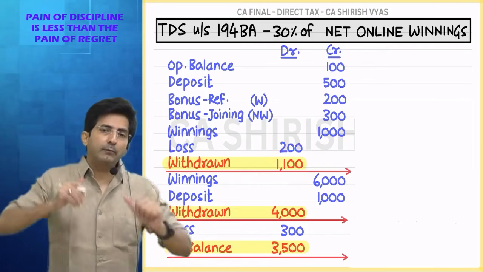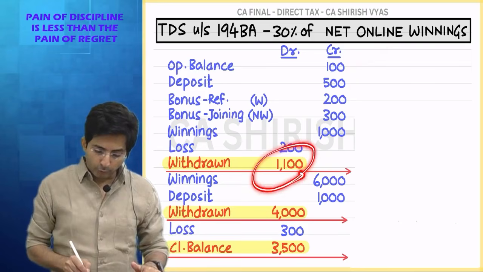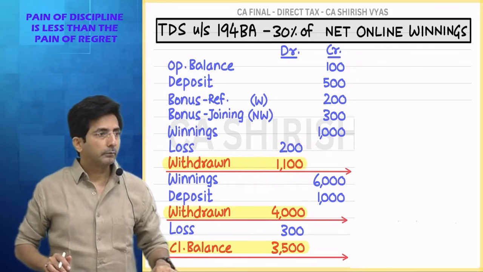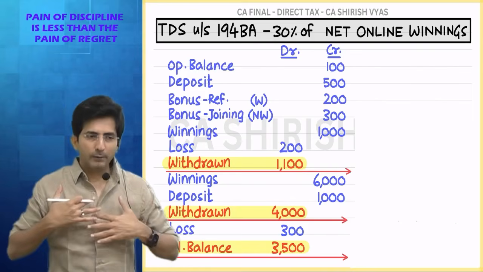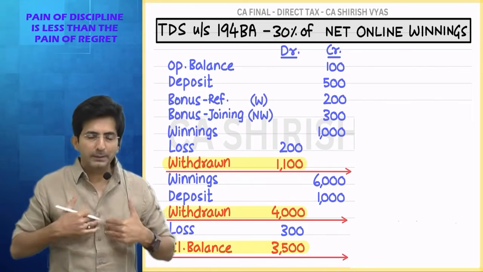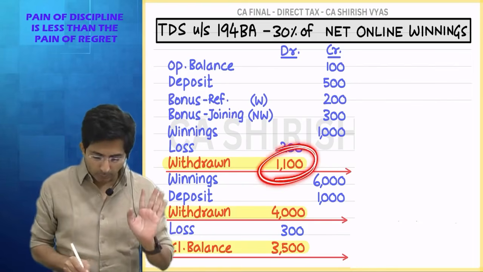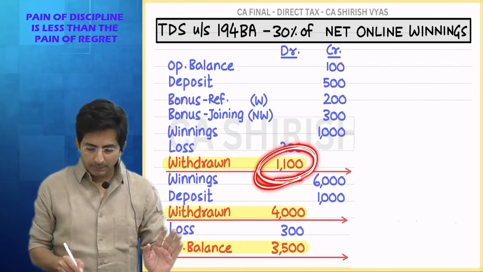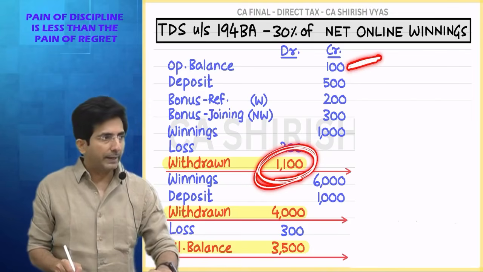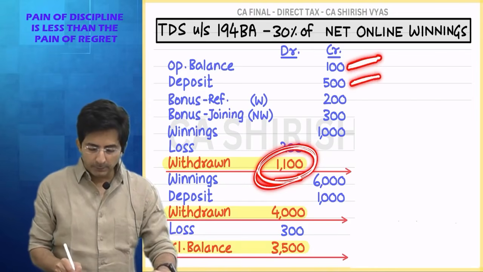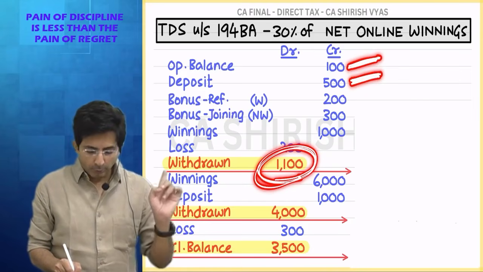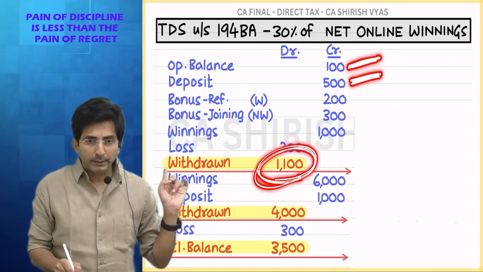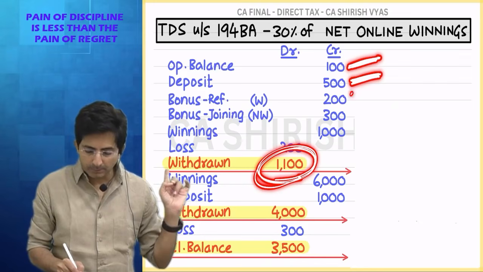See, if the government is greedy, what will they say? What you have withdrawn is your winnings only. Because they will prefer more TDS. But in favor of the assessee, they have made a good rule: don't worry, whatever you have withdrawn, we will assume the opening balance has been withdrawn and the deposit has been withdrawn, and these two things are not subject to TDS. Do you agree all other amounts are subject to TDS? Except 100 and 500, what are the other amounts? See these amounts.